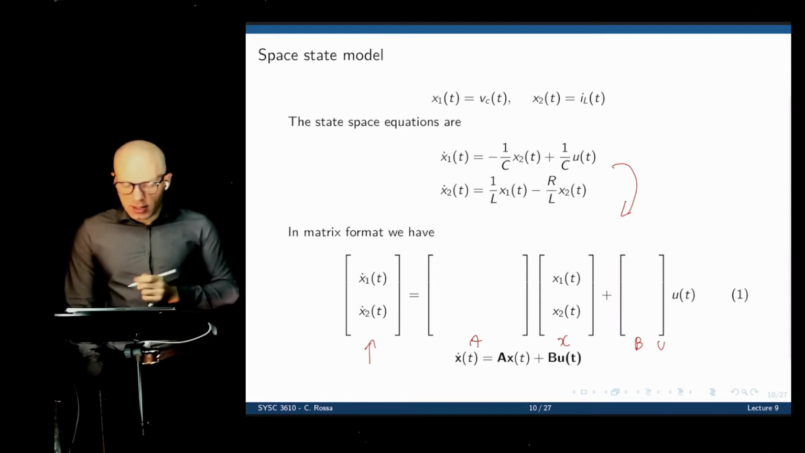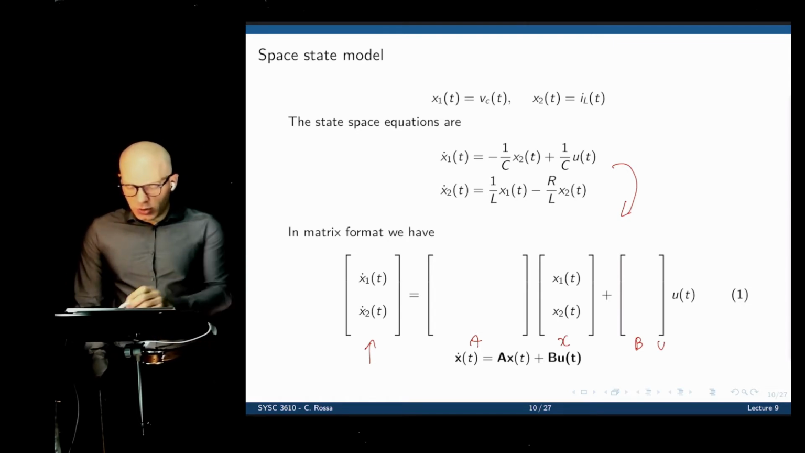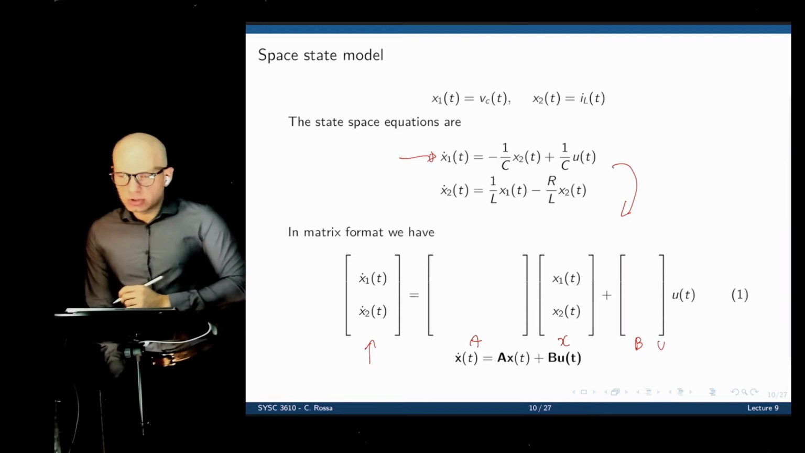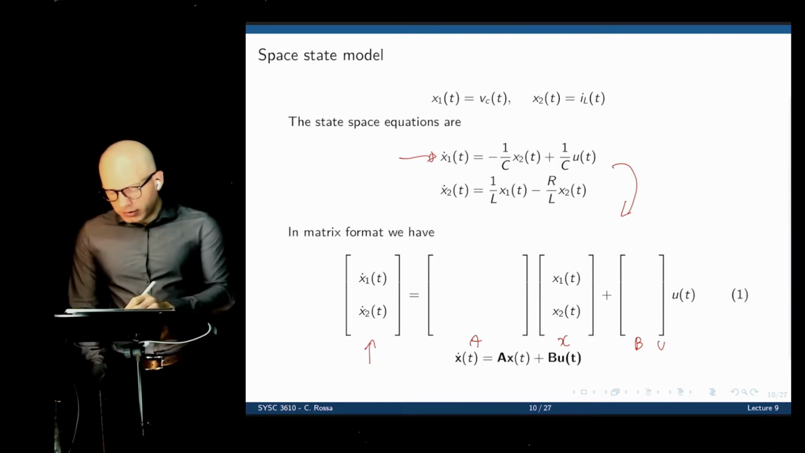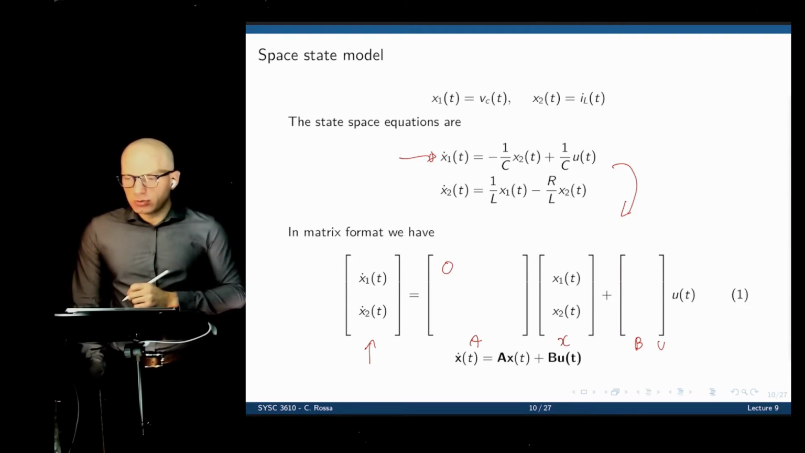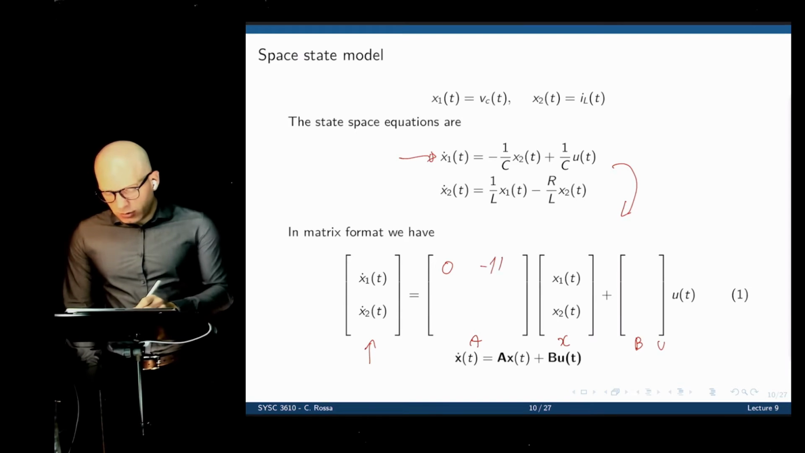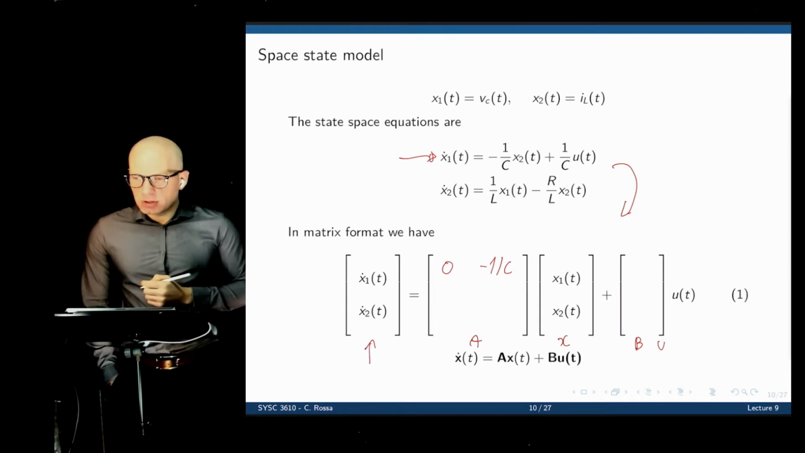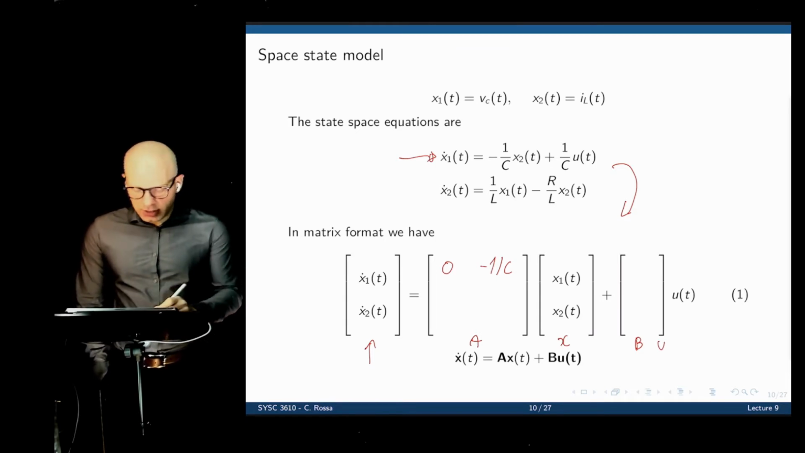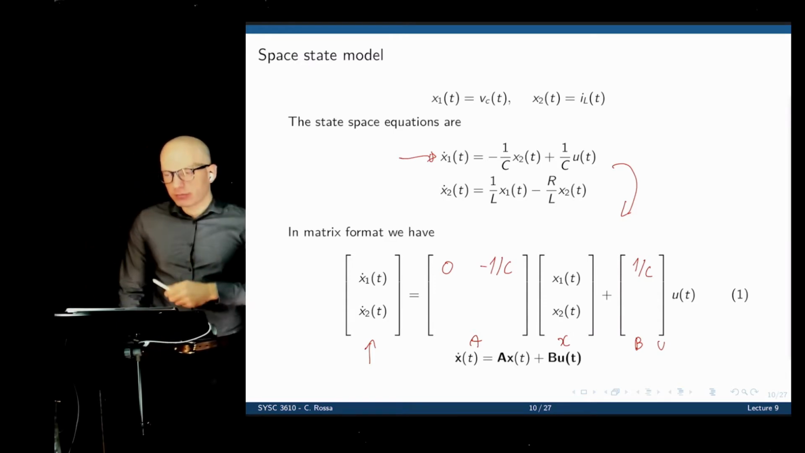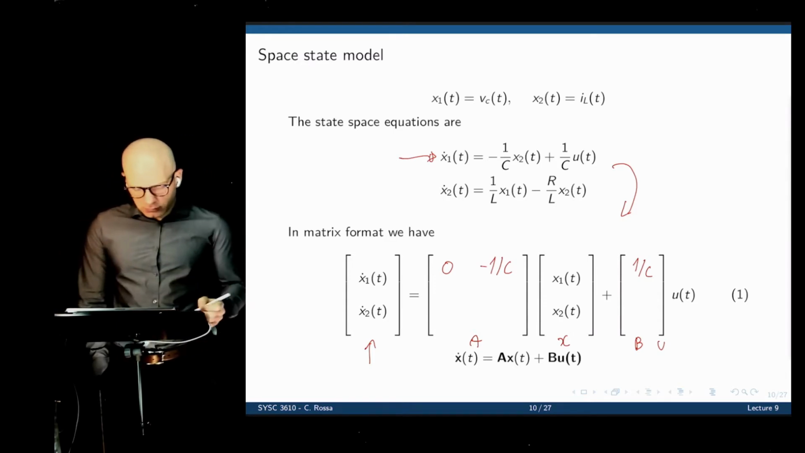So if you start with A, let's look for the expression for x1 dot. x1 dot is the first line in the matrix, and it's that one. We see that x1 dot does not depend on x1, so the first element here is 0. x1 dot depends on x2, and the constant is 1 over C. x1 dot does depend on the input u of t, and the factor there is 1 over C. If we now multiply this out, we go back to the first equation we had. Very good here?